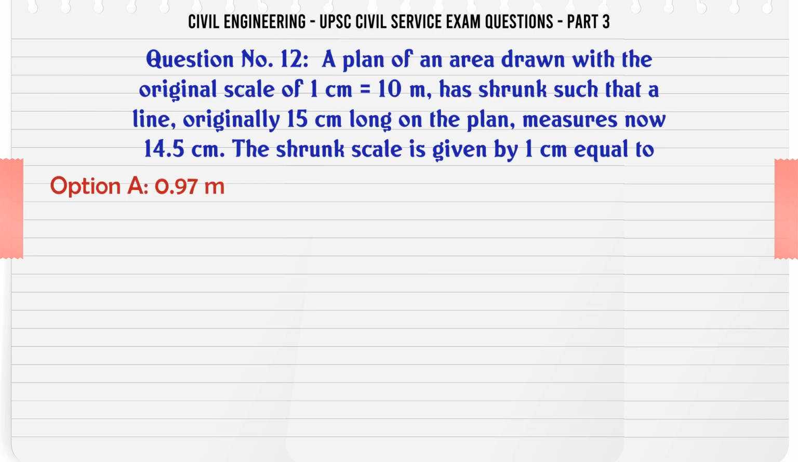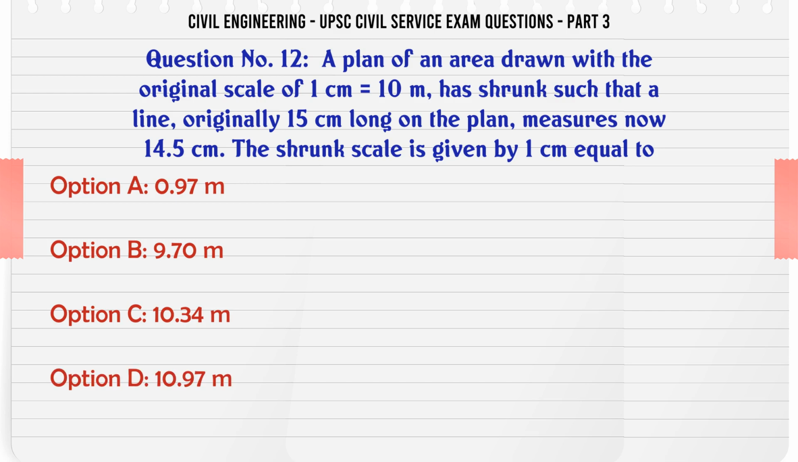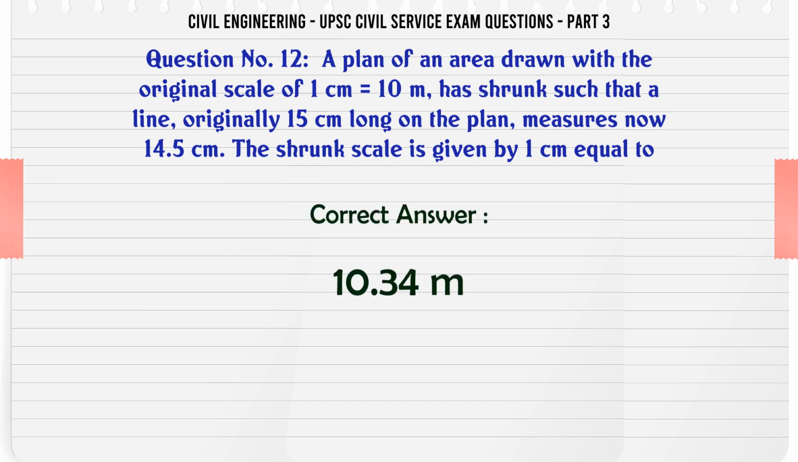A plan of an area drawn with the original scale of 1 cm = 10 m has shrunk such that a line originally 15 cm long on the plan measures now 14.5 cm. The shrunk scale is given by 1 cm equal to A. 0.97 m, B. 9.70 m, C. 10.34 m, D. 10.97 m. The correct answer is 10.34 m.